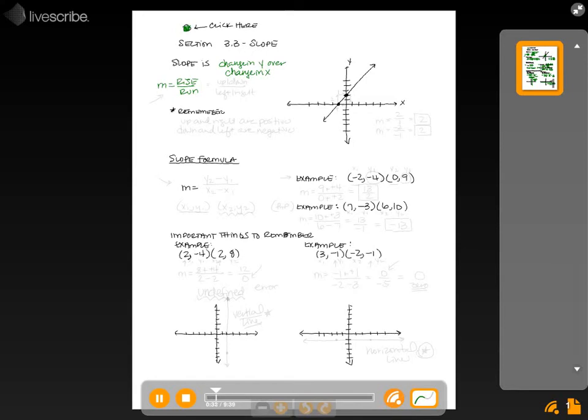So it'd be m equals however far up and down we're going, that's the rise part, over however far left and right we're going. Okay, so this is up, down, on top, and on the bottom, it's left, right.